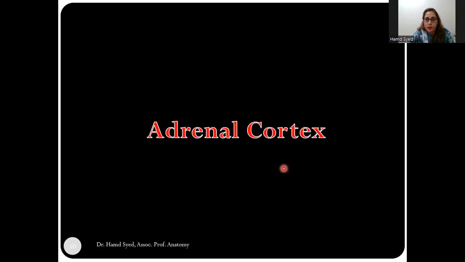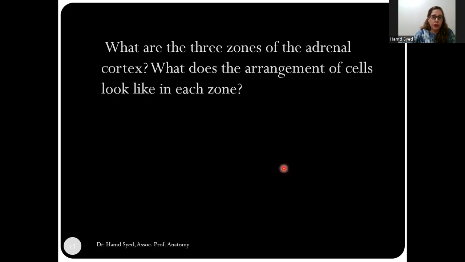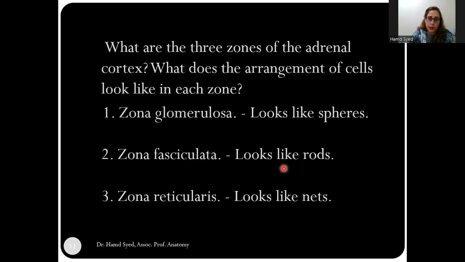First, we're going to discuss the adrenal cortex in detail. So in the adrenal cortex, the 3 zones, what are they and what is the arrangement of the cells in each zone? What do they look like? The zona glomerulosa, which is the outermost zone of the adrenal cortex, over here the secretory epithelial cells, their arrangement is such that they look like spears. And this is why this is called zona glomerulosa, because glomerular means a spear-like or a circular appearance.